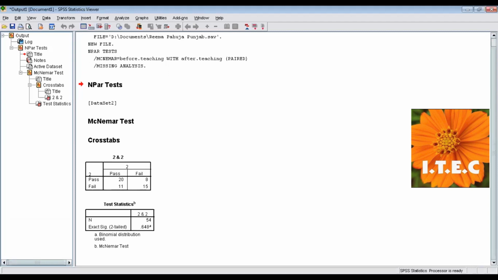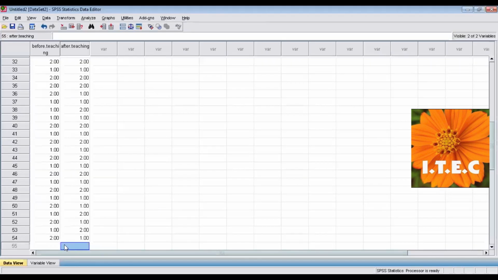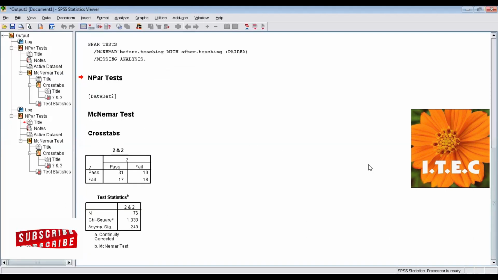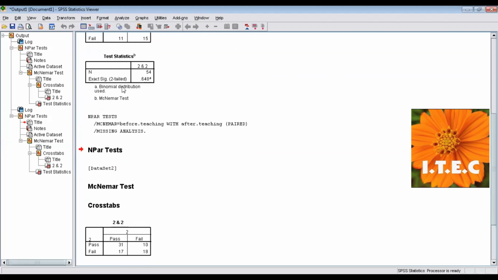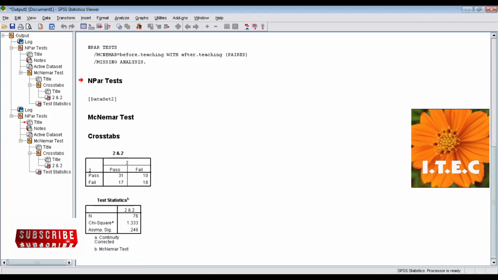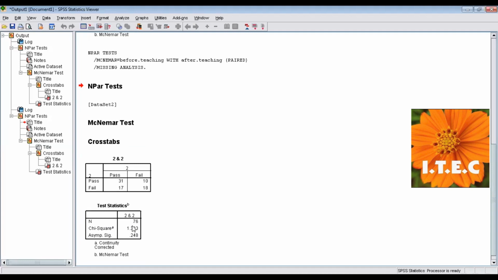Now, if you want to still have some more data, you can have more data, no problem. Let's see what is the result now. Because there the chi-square value was very low, it did not display. Now here it has displayed. Now the chi-square value is 1.33 and it is not significant. Let us try to make some more changes in the data.